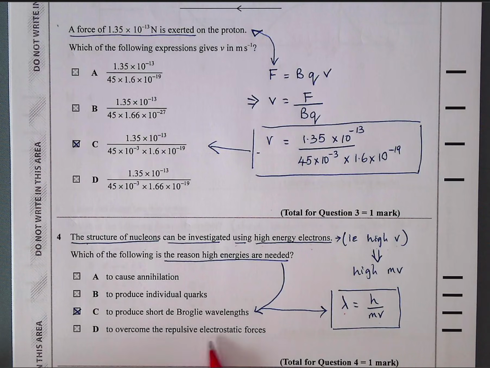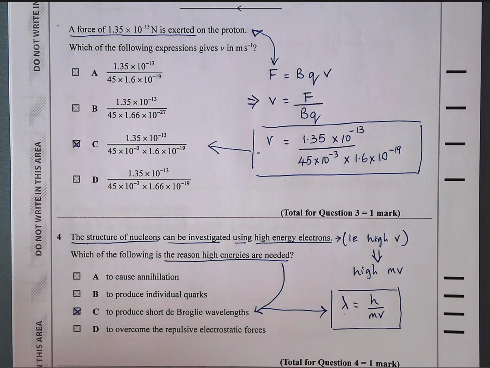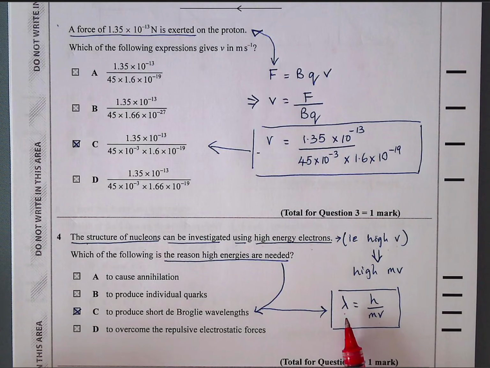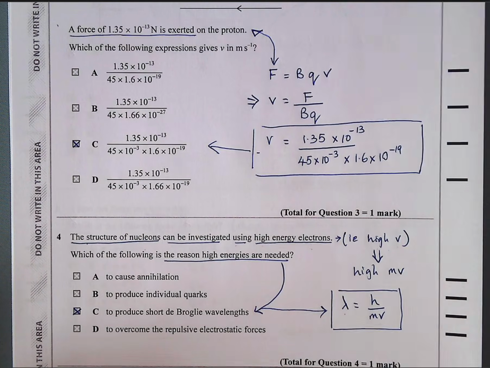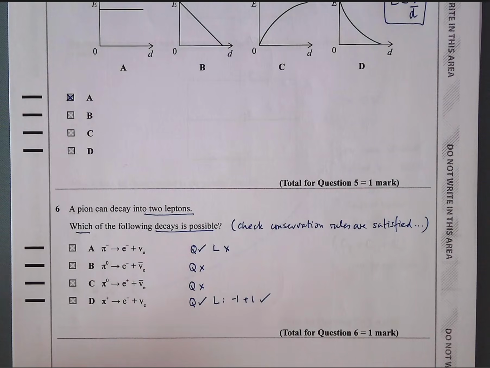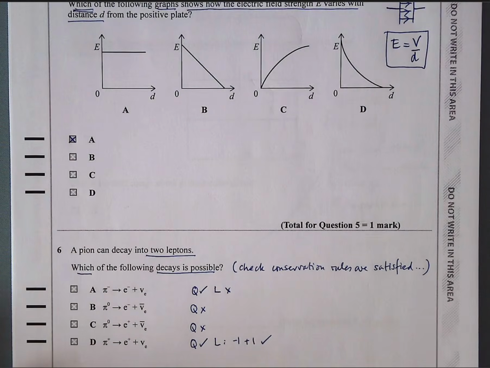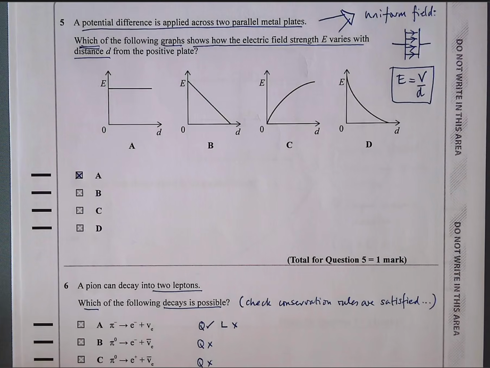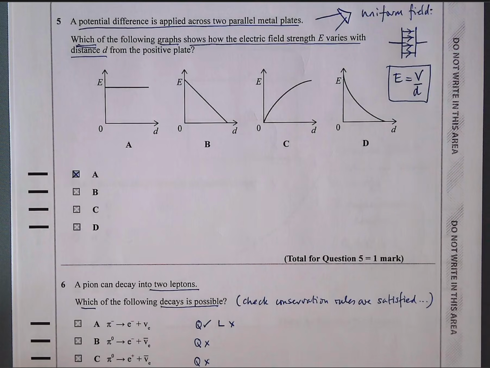Or it says to overcome repulsive electrostatic forces. It's just an irrelevant answer. The only answer that makes sense is to produce a short de Broglie wavelength. If the wavelength is small enough, it means it can penetrate more deeply. Okay, that's how electron microscopes work. They have a shorter wavelength than visible light, so therefore they're more penetrating and can see smaller objects, or see being possibly the wrong term to use because you don't actually see other than with your eyes.